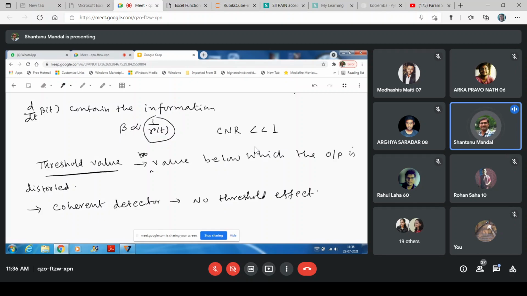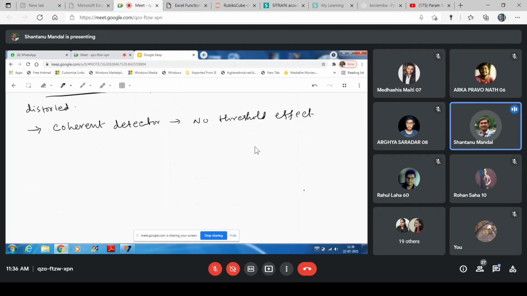Now, this is the threshold effect of the FM signal. Now threshold reduction: how can we remove this threshold effect? So, FM threshold reduction.